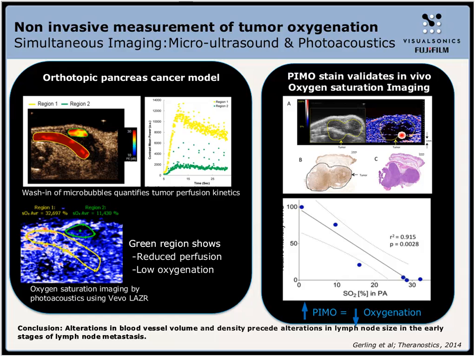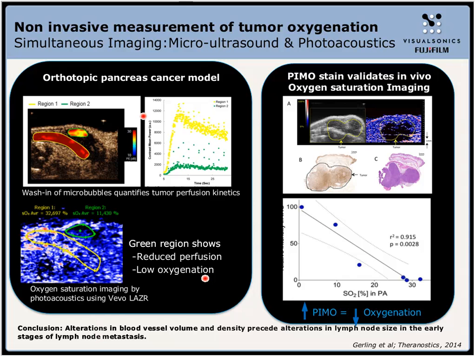So on the right side of this slide, a similar image in another pancreas model is shown. And in this particular graph below, what we're looking at is oxygen saturation as measured by photoacoustics and oxygen saturation as measured by an invasive method. And you can see that there is a direct correlation between non-invasive measurement with photoacoustics and traditional invasive measurement. And the conclusion was that alteration in blood vessel volume and density precedes alteration in oxygen status.